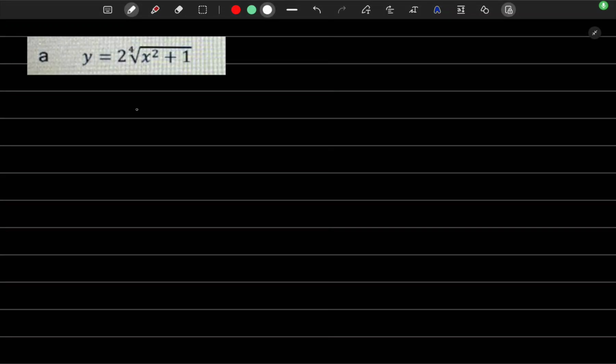Guys, somebody actually sent me this question and wanted help with finding the derivative of this, and I just thought it would be okay if I do this as an example on YouTube. It might actually help somebody else out there. Let me rewrite this if you cannot see it properly. This is y equals 2 multiplied by the fourth root of x squared plus 1.